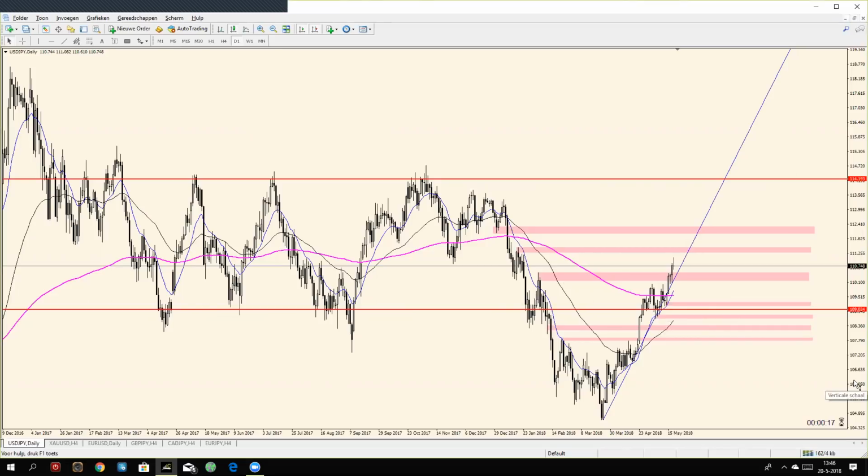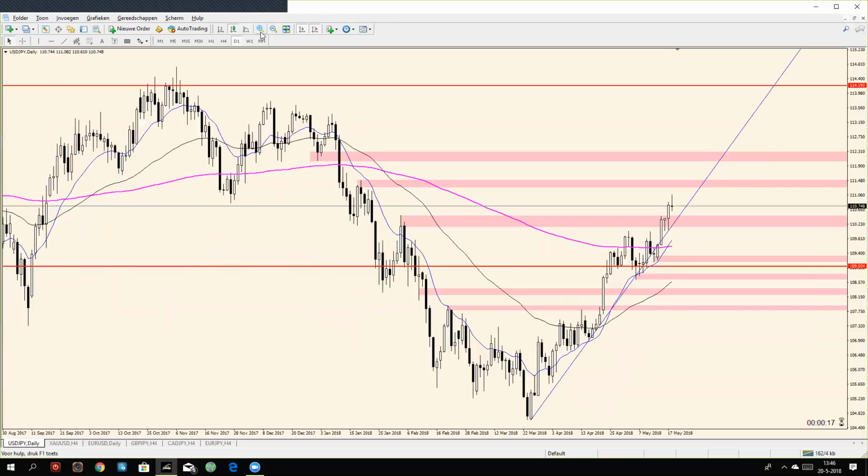We can see USDJPY on the daily. It's still bullish for me. We are trending up overall. This is an interesting close of this candle right here. It's an evening star, so more than likely price is going to pull back a little bit to continue momentum up. So that's what I expect on USDJPY.